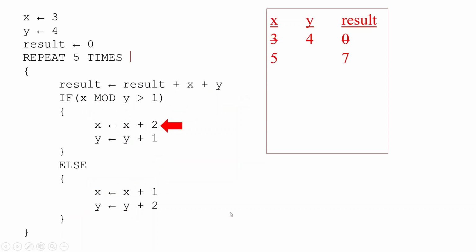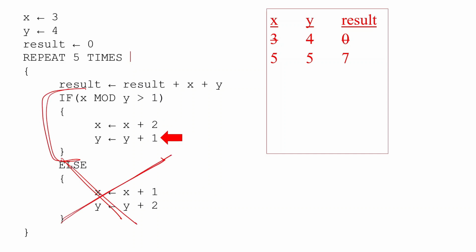So you'll see in the next line, I take x and I add 2 to it, so it becomes 5. And I take y and I add 1, and that also becomes 5. Okay. And then because my if statement ran, I skip my else, and then I come down and I've reached the end of my loop.